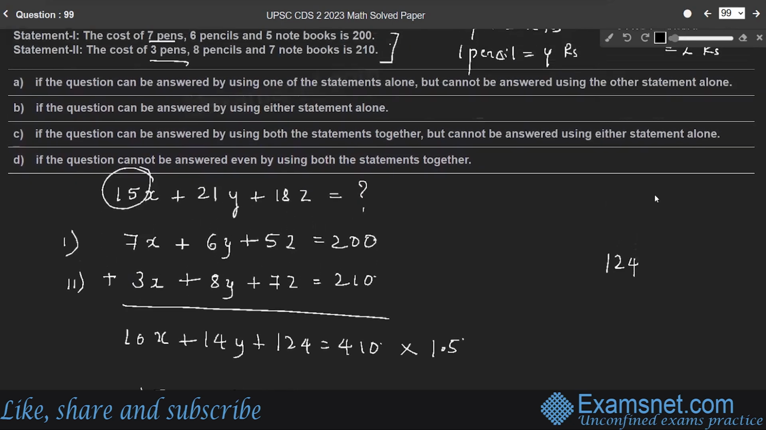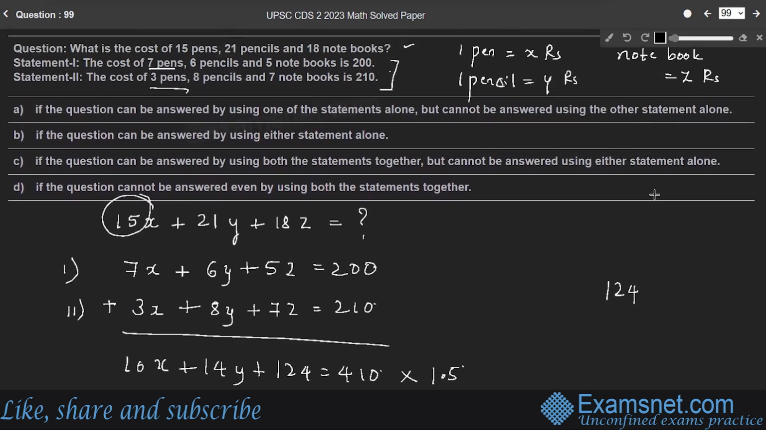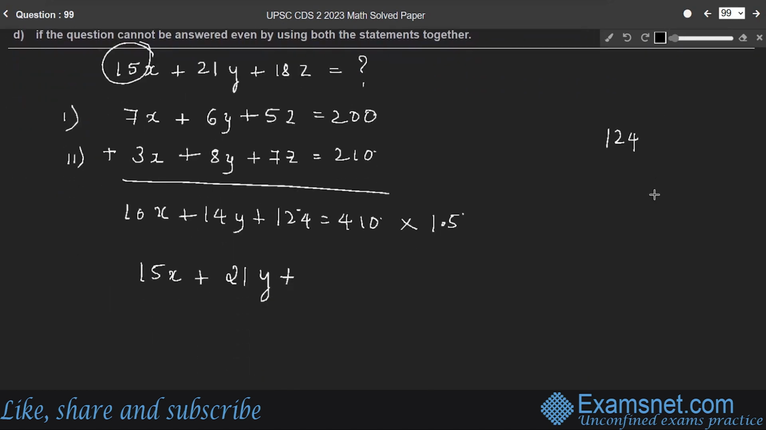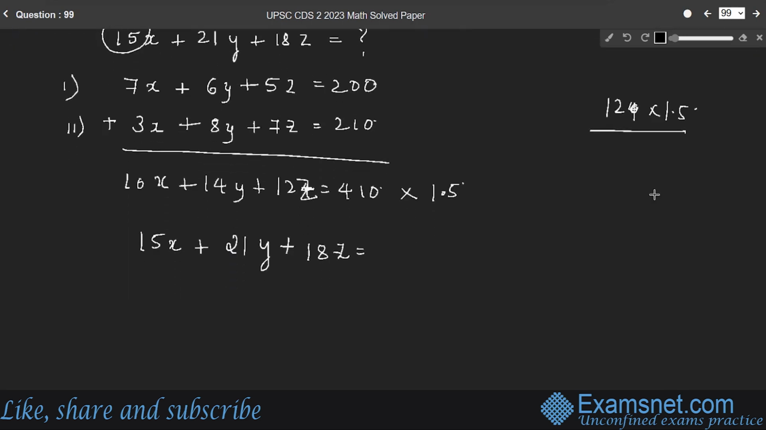We have added 7z and 5z, it is not 72, sorry. So I got confused. It is 12z. So 12 into 1.5, you'll get 18z, is equal to 410 into 1.5. So what is the value? 410 into 1.5 is 615 rupees.